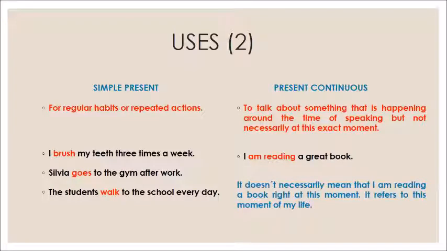And we use the present continuous to talk about something that is happening around the time of speaking, but not necessarily at this exact moment. I am reading a great book. If you check this sentence, it doesn't necessarily mean that I am reading the book at this moment. I am talking about a moment of my life during this period, okay? That is going to be another use of the present continuous.